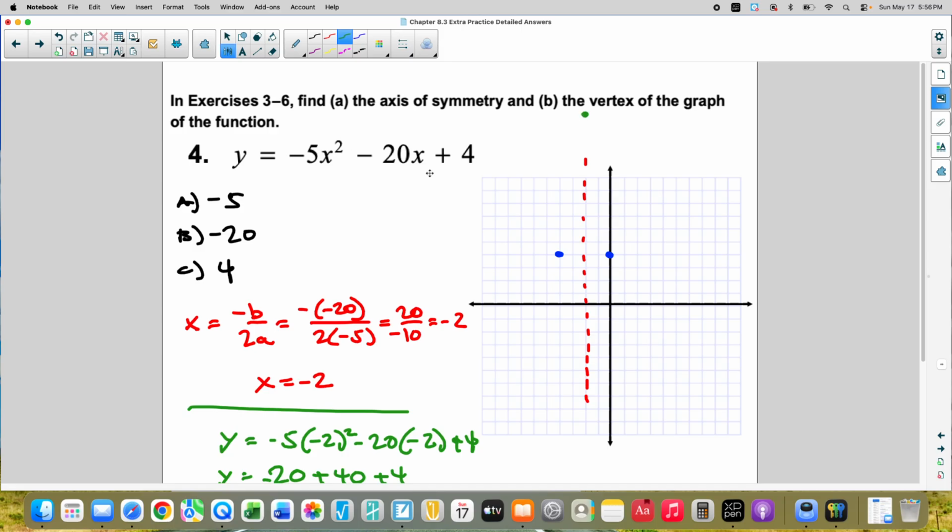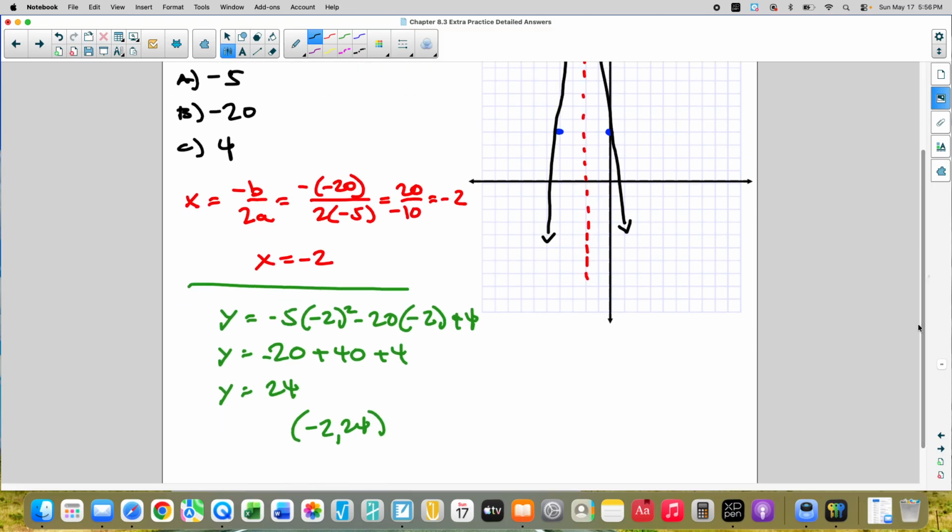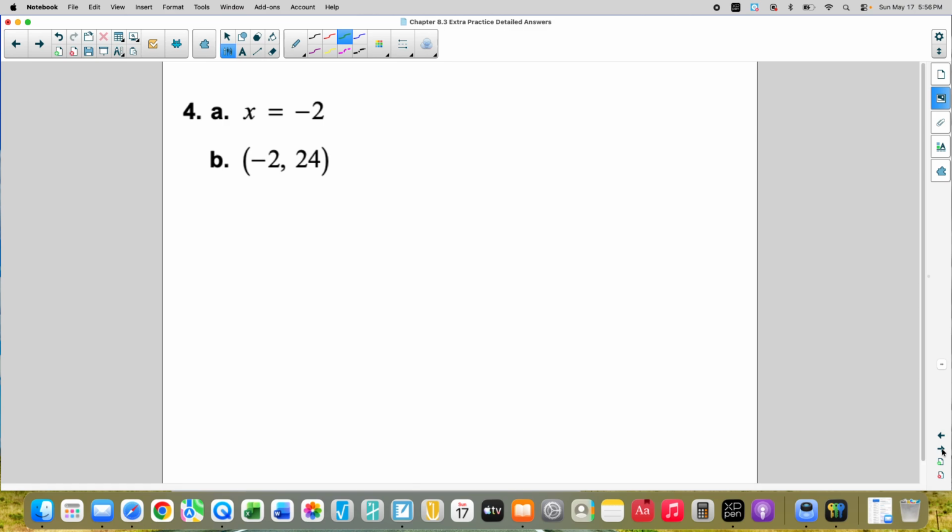My A value is negative 5. So that's going to look something like that. So we have axis of symmetry negative 2 and vertex negative 2, 24. Yep, good.